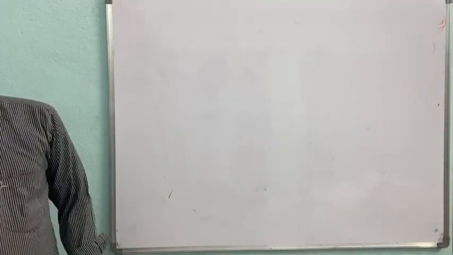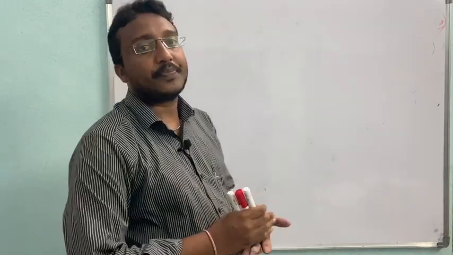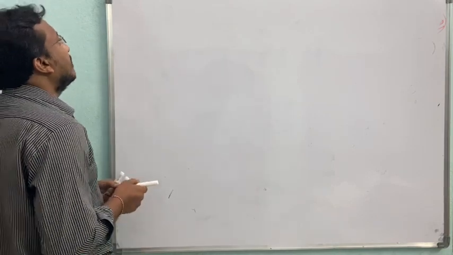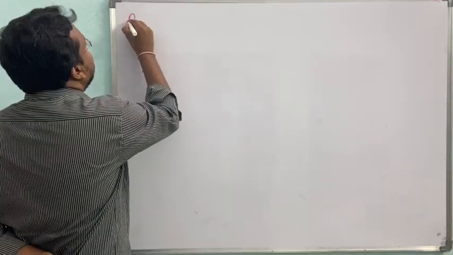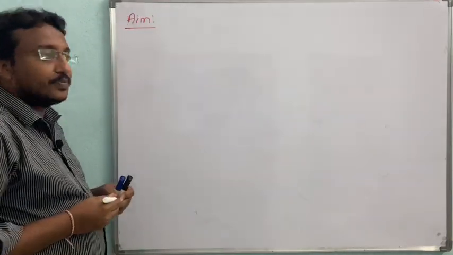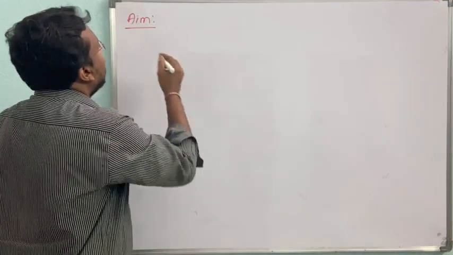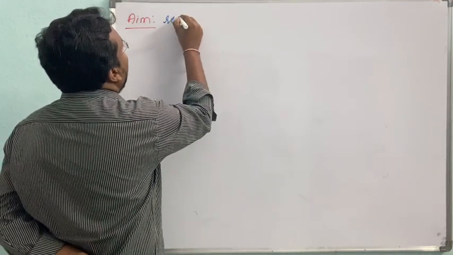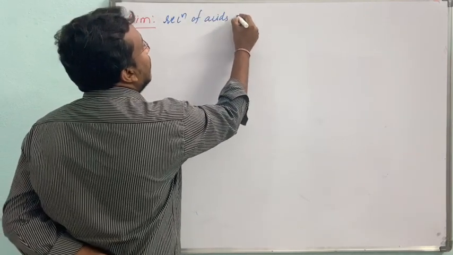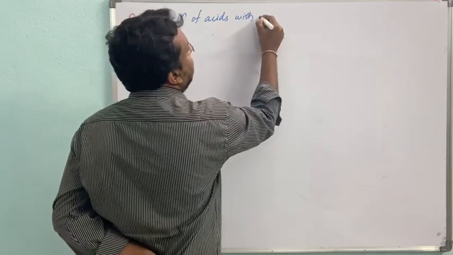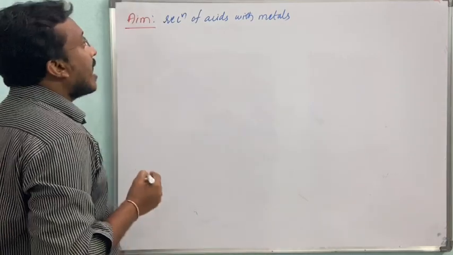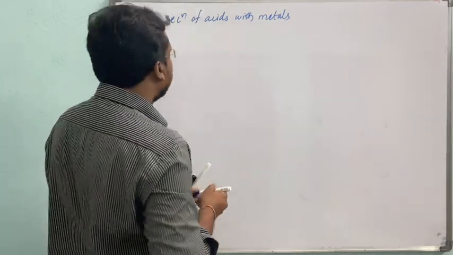To know that, we have to do one very important lab activity. A lab activity starts with the aim. Our aim in this activity is the reaction of acids with metals.